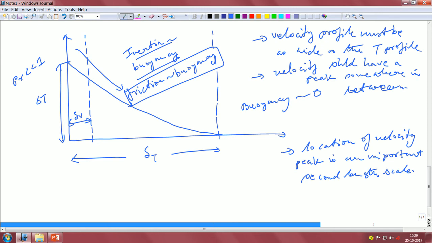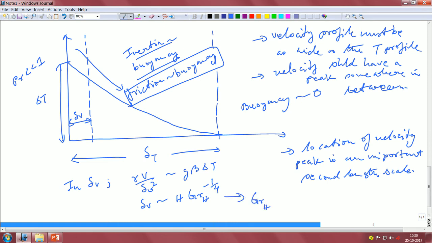Now if we apply our scaling argument in that particular region, in delta V, that is the scaling that we have. This is buoyancy and this is friction. From there you can devise your scale, which will be something like this.